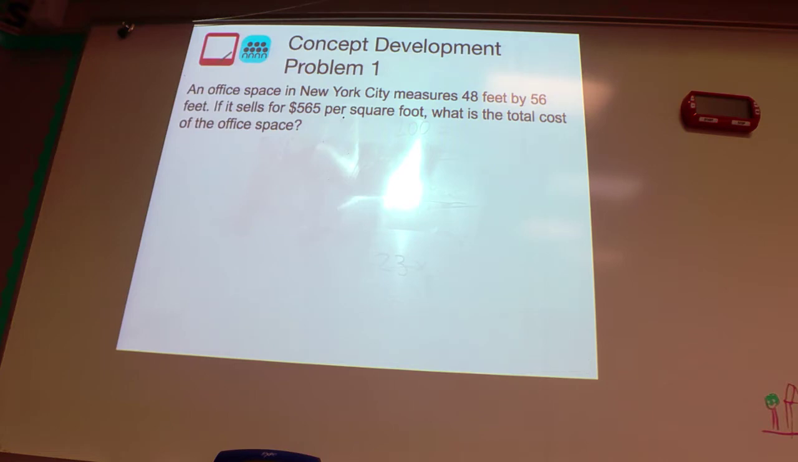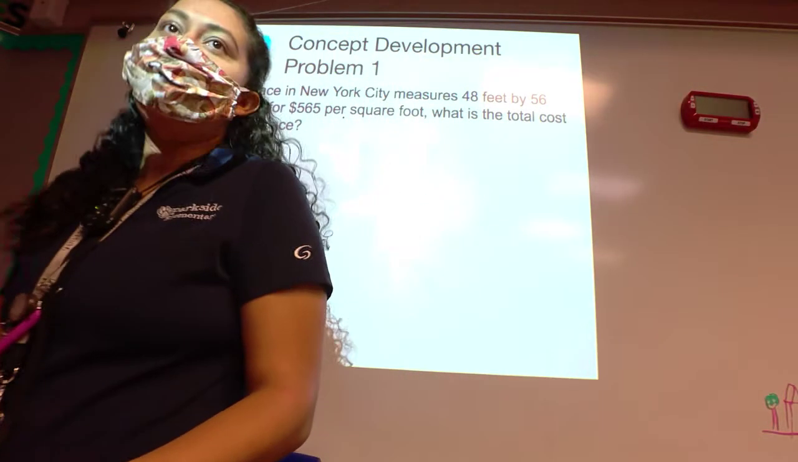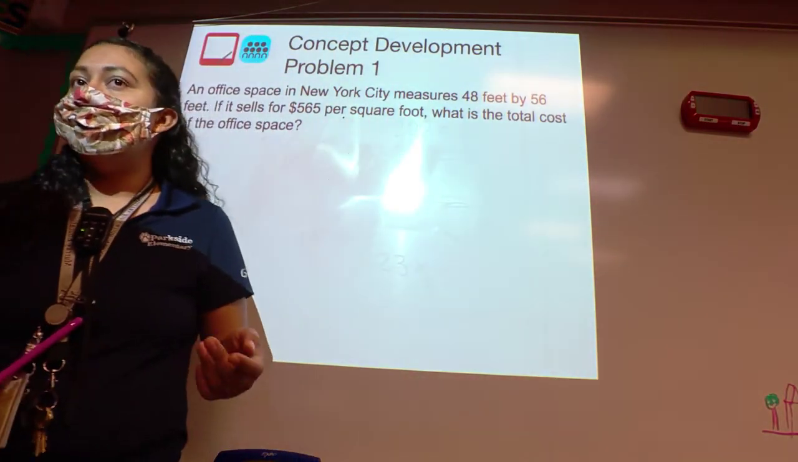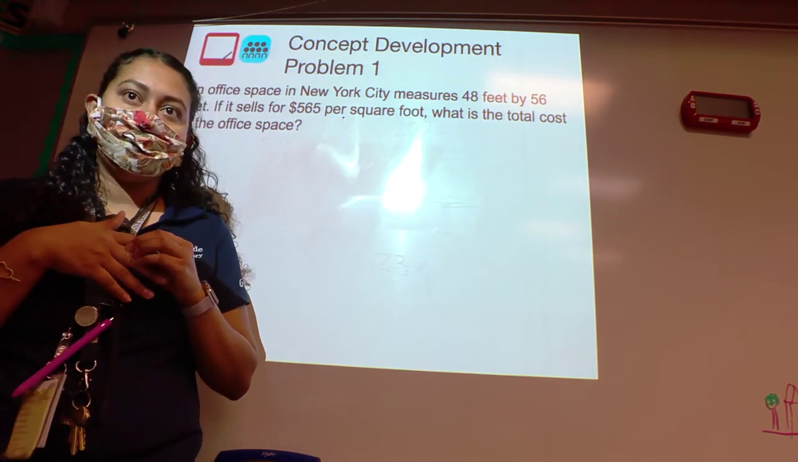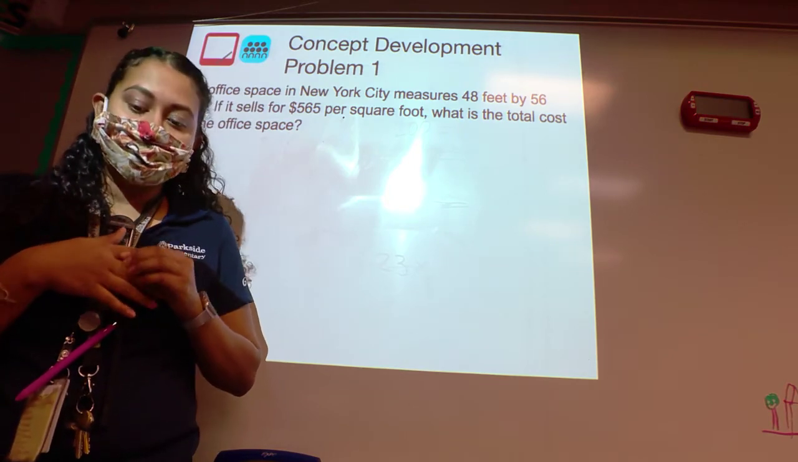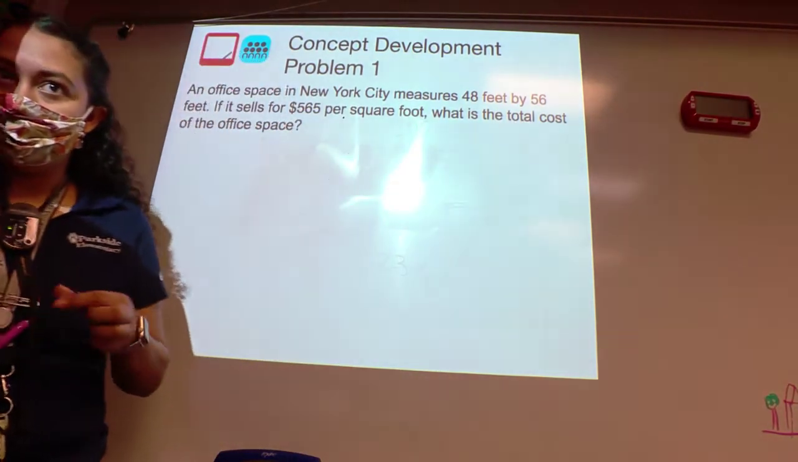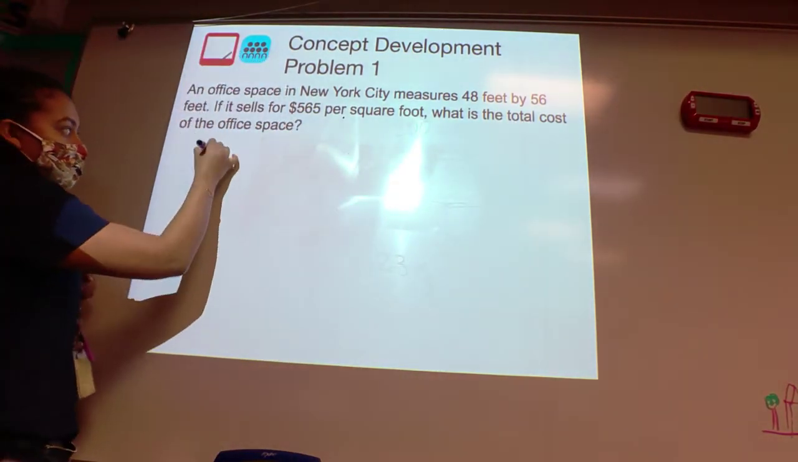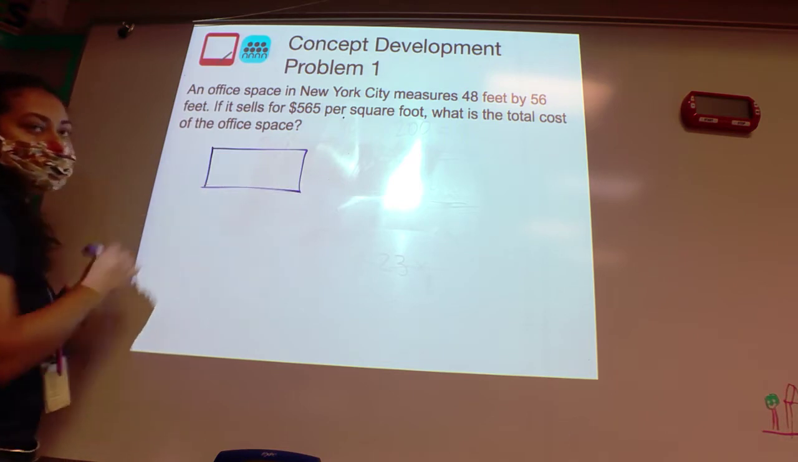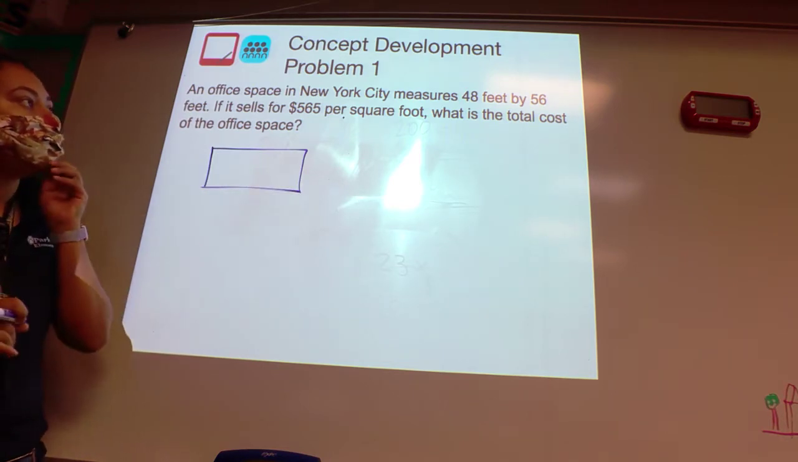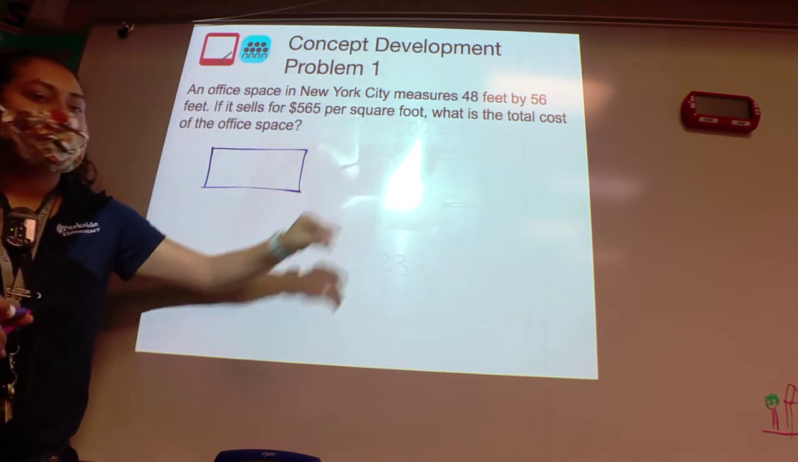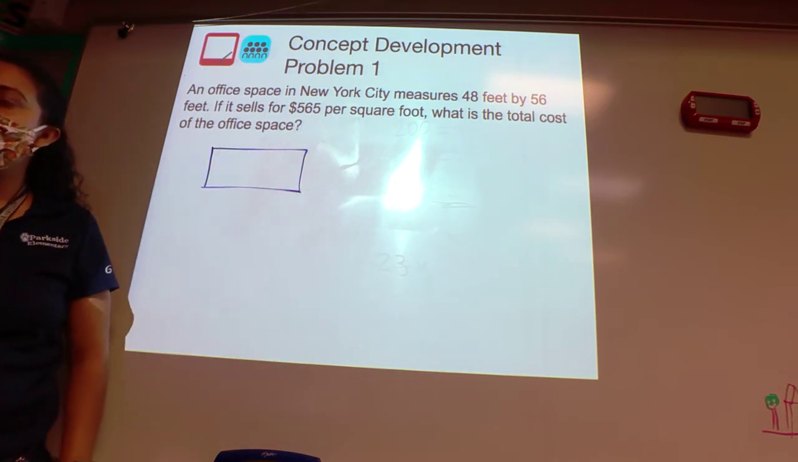So there's an office space. An office usually looks like an office room, right? An office room usually has like 4 sides, 4 walls. So to find the space of the office space, first let's draw what it would look like. So let's draw a rectangle. And let's plug in our measurements.